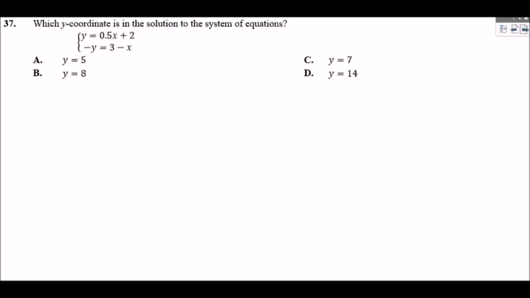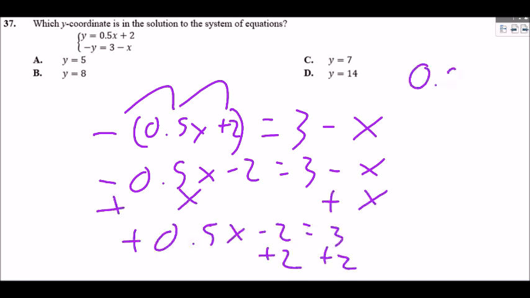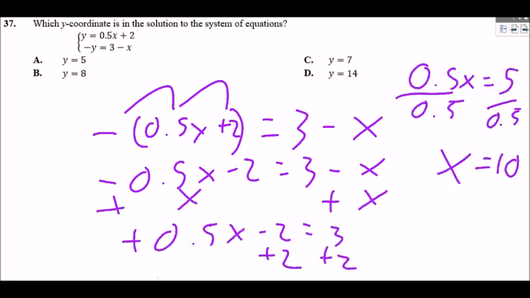This next one, I'm going to do substitution because I have y equals. And then I'm going to replace y with what y equals. Distribute, and then solve for x. And now that I have x, I can go back and plug that in to find y.